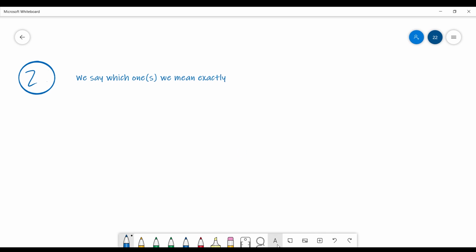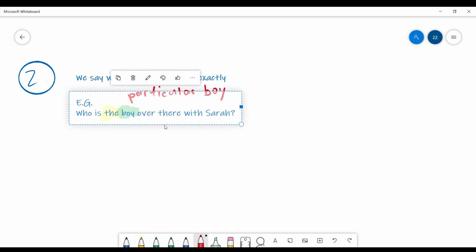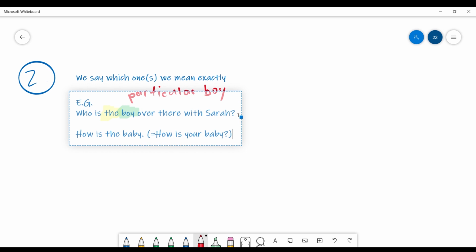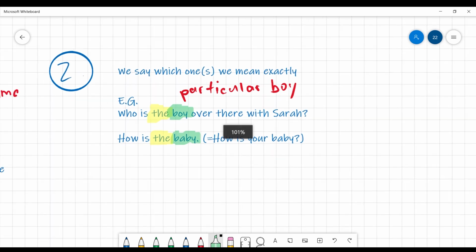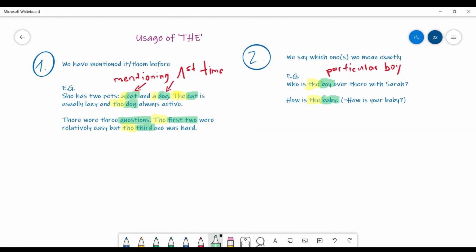If we say which one or which ones, we mean exactly. Yeah? For example, who is the boy over there with Sarah? Here we are using the article in the beginning of boy, the boy over there. We are talking about a particular boy, that one with Sarah. Yeah? Or for example, how is the baby? We are mentioning baby using the article the because we mean how is your baby? Yeah? When we are talking with a friend, we mean this one baby, your baby.